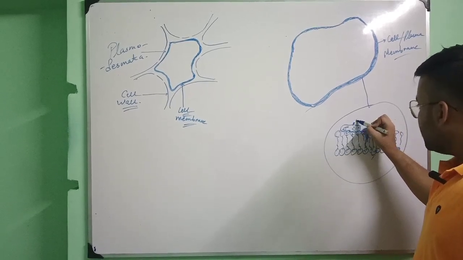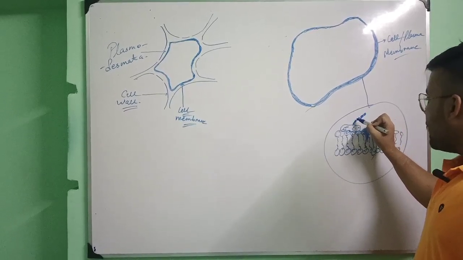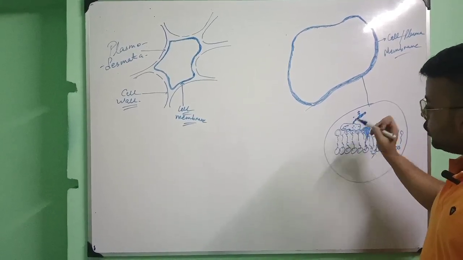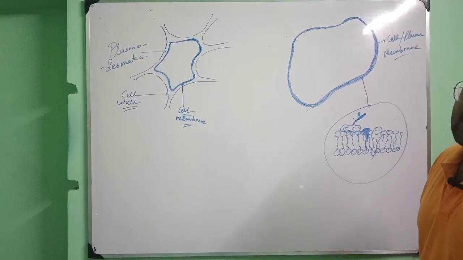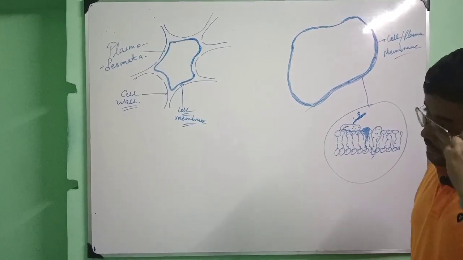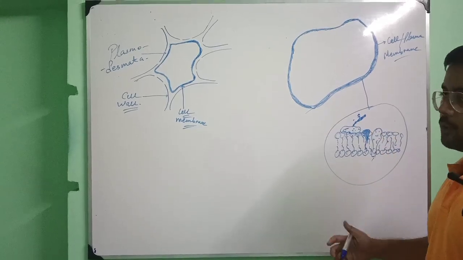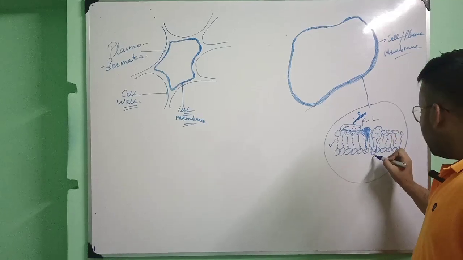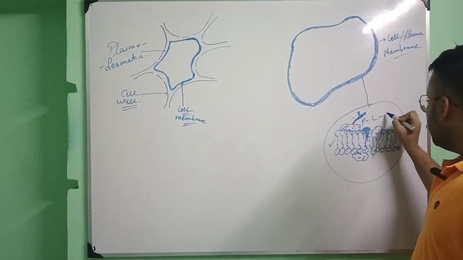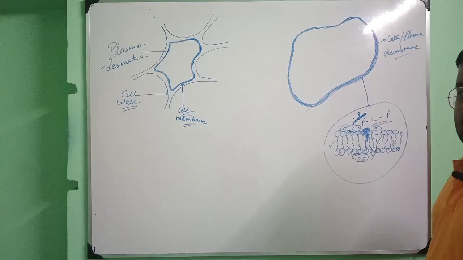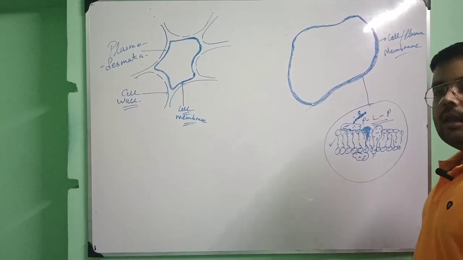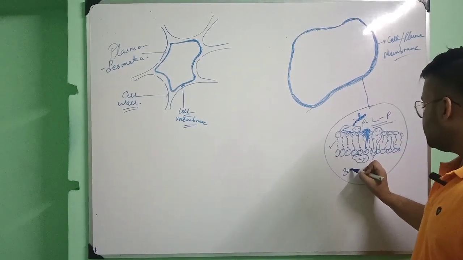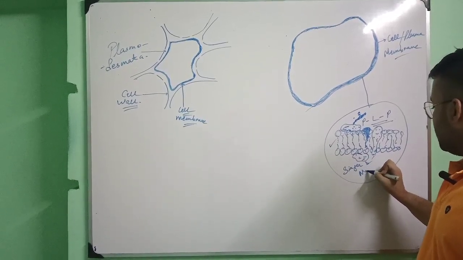Now, these proteins are also associated with carbohydrate chains, mainly made up of sugar. So, these proteins are also known as glycoproteins. Glyco meaning carbohydrate chain and protein means protein. So, this is a protein, lipid, and again protein bilayer. This is known as the fluid mosaic model of a cell membrane or plasma membrane given by Singer and Nicholson.